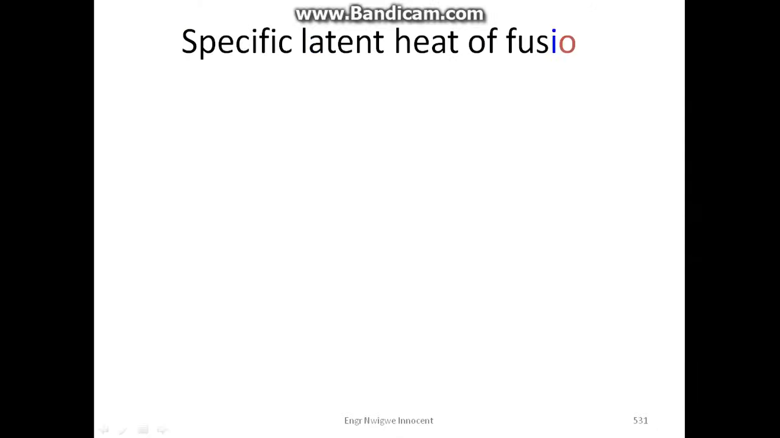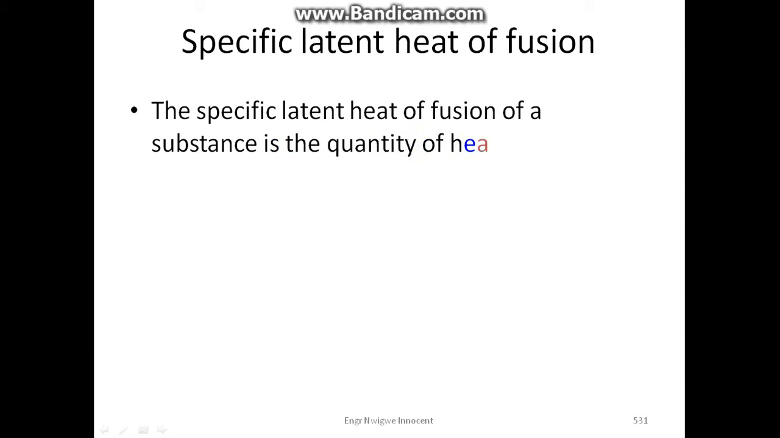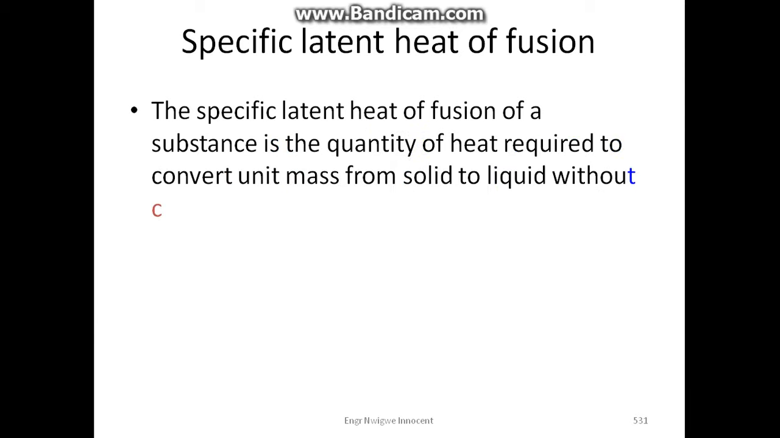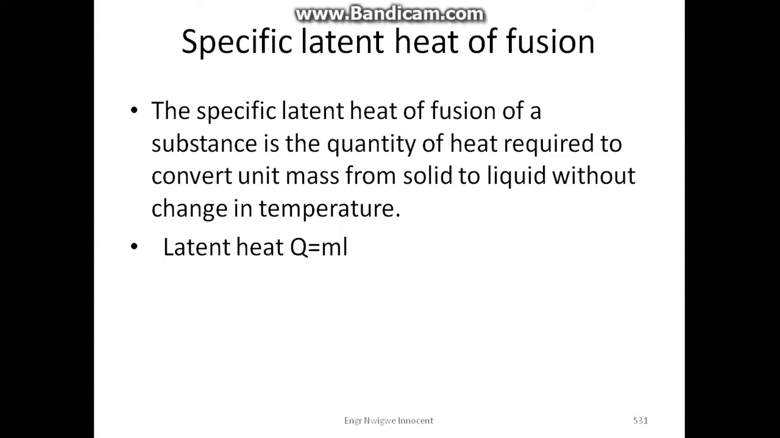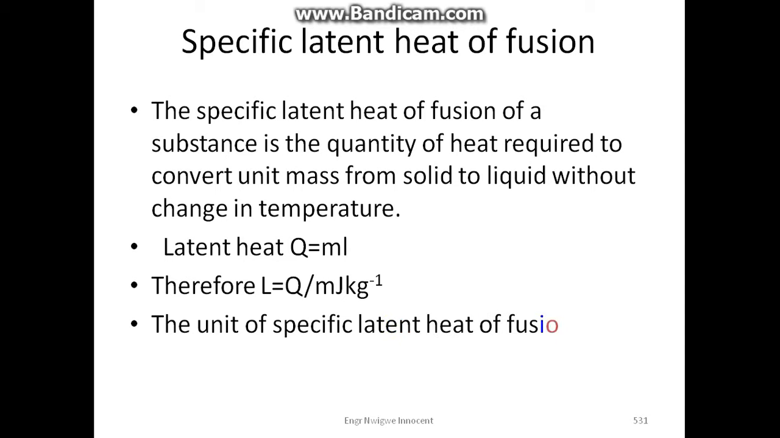Specific latent heat of fusion. The specific latent heat of fusion of a substance is the quantity of heat required to convert unit mass from solid to liquid without change in temperature. Latent heat Q equals mL. Therefore, L equals Q over m, in joule per kilogram. The unit of specific latent heat of fusion is joule per kilogram.